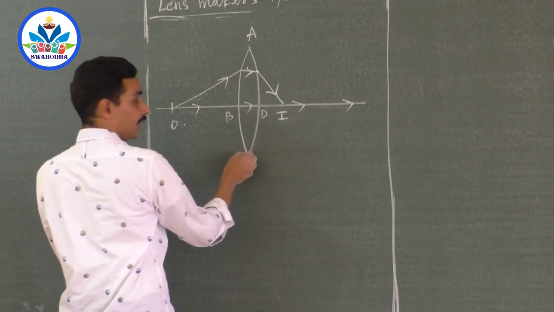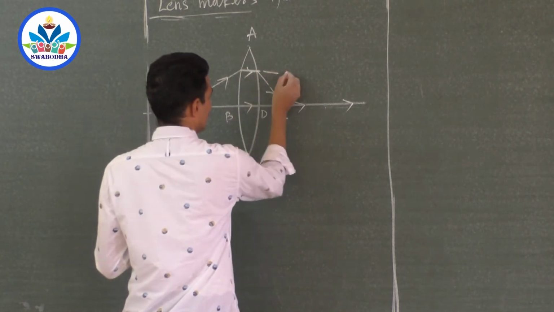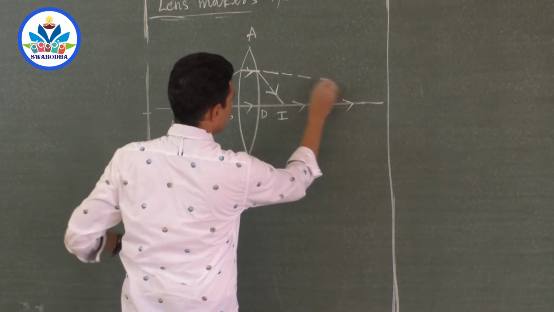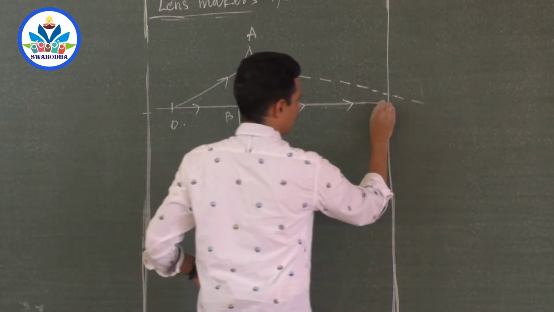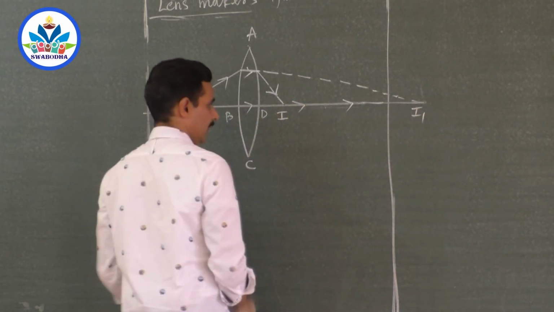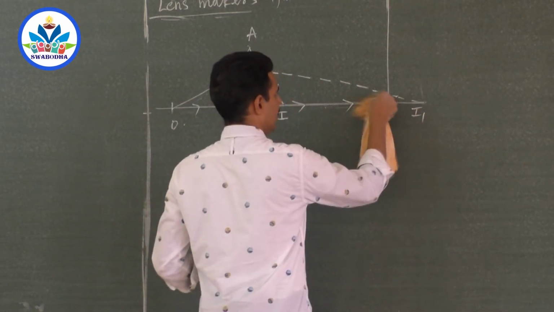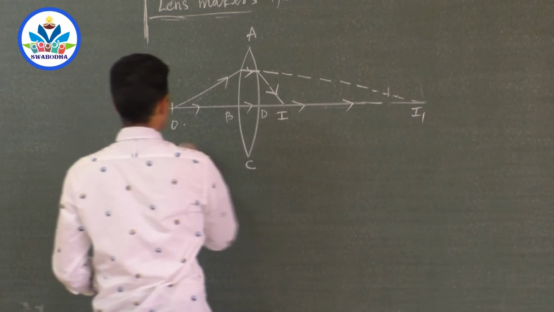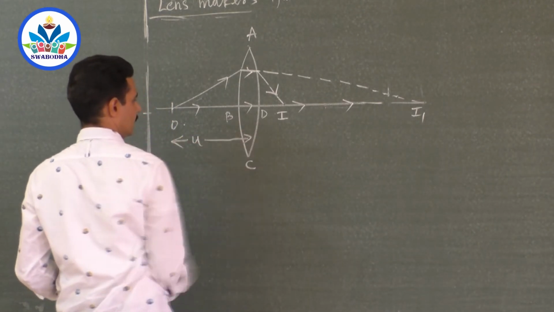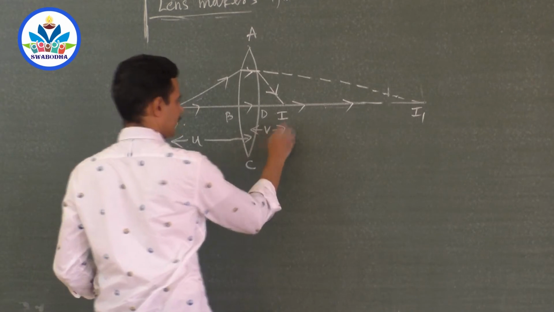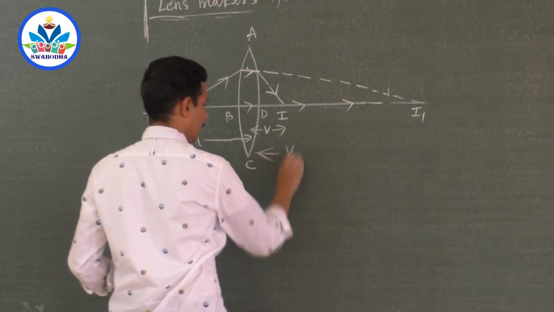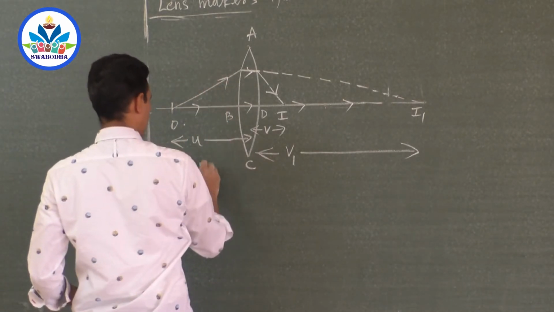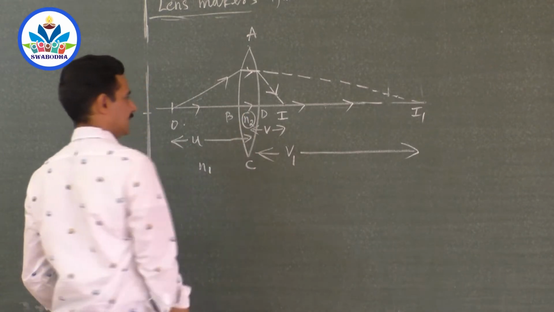Suppose the second surface was absent, this would have moved straight. So you have to produce the same direction like this, right? Don't bend it. It would have moved straight to meet the principal axis at somewhere here. This is I1, the image formed by the first surface. And shall I name all the distances? This is the object distance from the lens, this is the final image distance from the lens, and this is the image formed by the first surface. N1 is the refractive index of the medium outside, N2 is the refractive index of the medium inside.